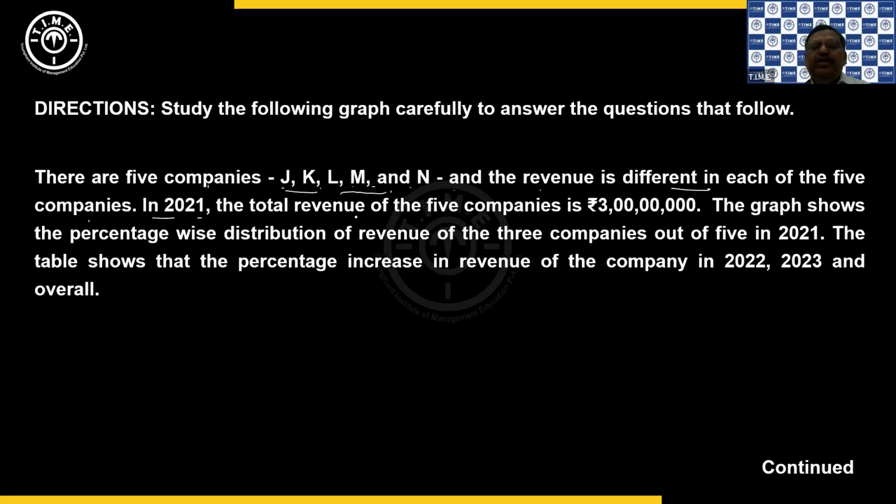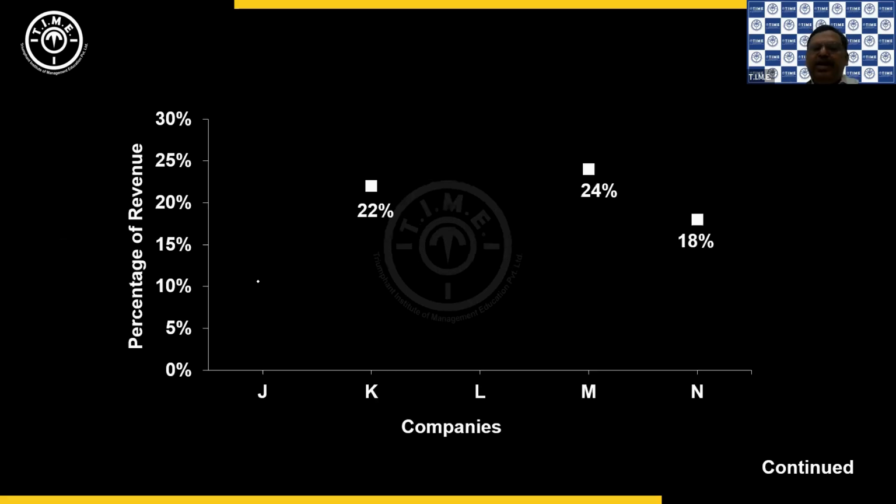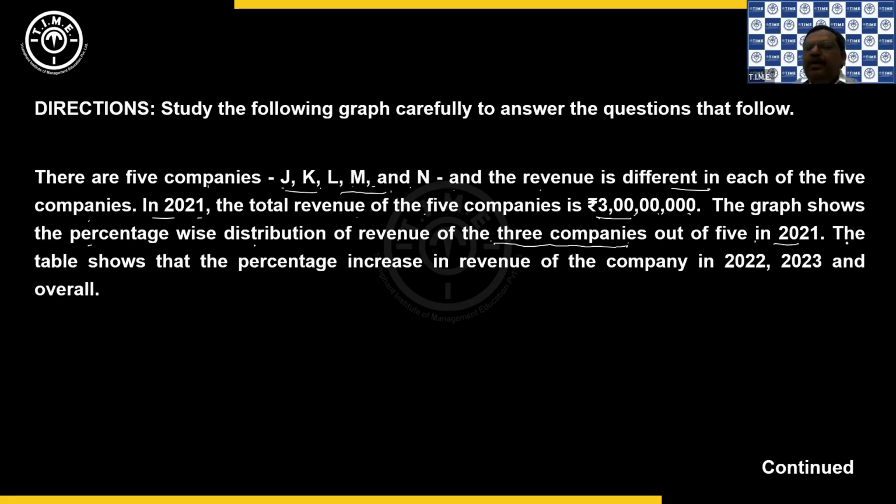In 2021, the total revenue of the 5 companies is 300 lakhs, that is nothing but 3 crores. The graph shows the percentage-wise distribution of the revenue of 3 companies out of the 5 in 2021. So he has given 3 companies, and then he has kept 2 companies, J and L, blank. Then the table shows the percentage increase in revenue of the companies in 2022-23 and overall. Based on this information, we'll try to answer the questions.